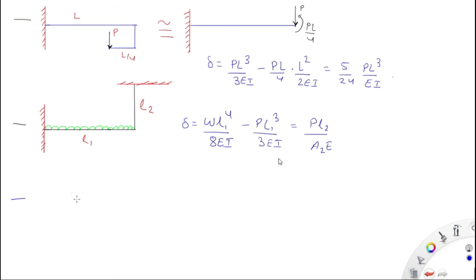Because due to the load acting, stress will be generated and this reaction will be upwards. So minus PL1 cube by 3EI is equal to the extension that will happen in L2, which is equal to PL2 by A2E.